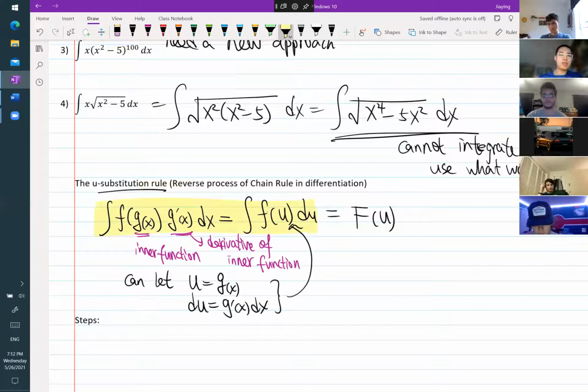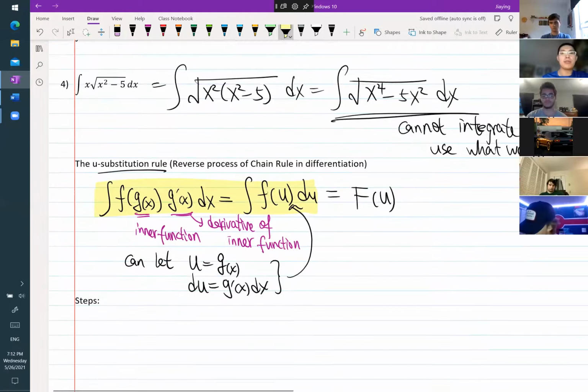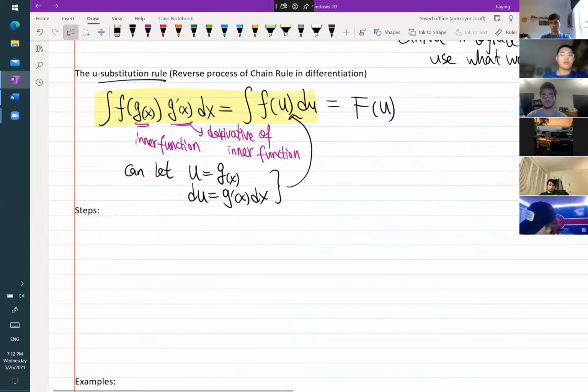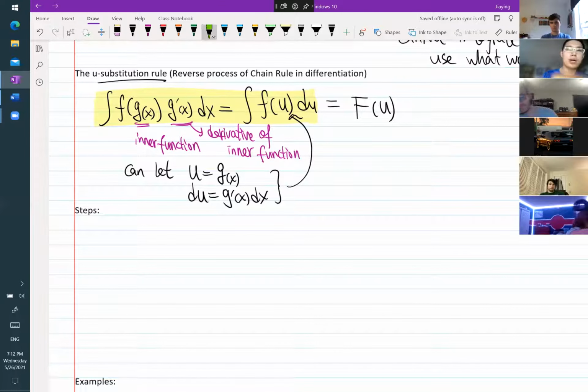It probably doesn't make much sense to you, but I have a few examples that I prepared. I'm going to go through them with you. Perhaps it will make it easier to apply the rule. But the rule generally is saying that if you look at the structure, if it looks like a product, and one part of the product is the derivative of the inner function, if you have that structure there, then you can always use this u substitution.